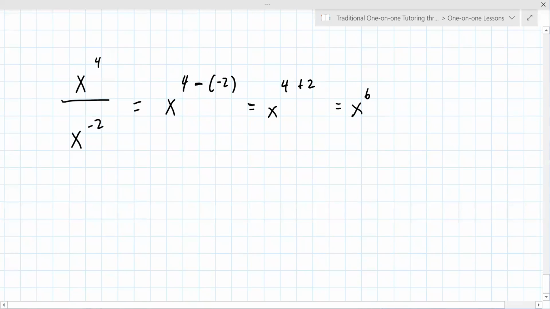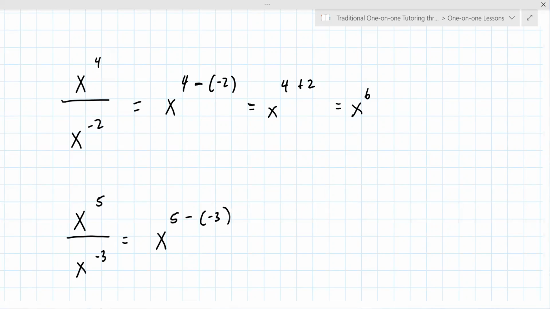Okay, we're going to just try more. That's all this is. We're just doing lots and lots of practice. Okay, so this is x to the 5th minus a -3. x^8. Very good.